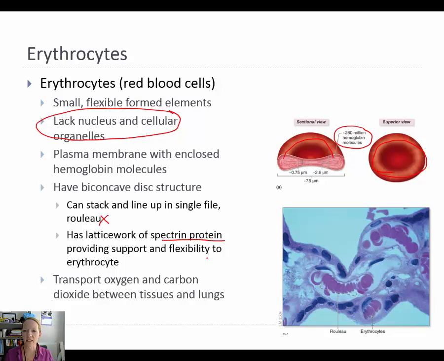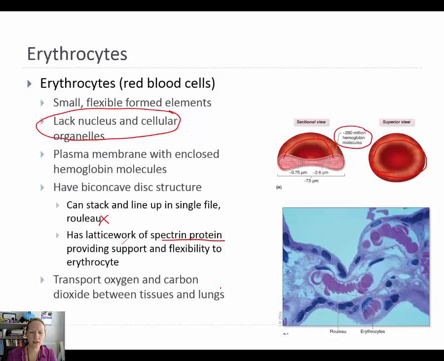So that's the benefit of not having some of these organelles. So even though it lacks some organelles, there's a reason for it, or it has another kind of mechanism to make sure that it's okay without it. So that's basic characteristics of the erythrocyte right there.